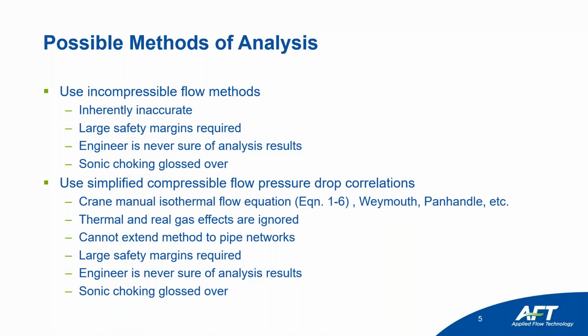Incidentally, AFT Arrow actually has a couple of these compressible flow correlations built in. There's the Weymouth equation and the Panhandle equation. So if you open up the pipe property window when you're in AFT Arrow and you change your friction model to Weymouth or Panhandle, that's how you can use these correlations for the pressure drop in the pipes. But again, they are significantly simplified methods.